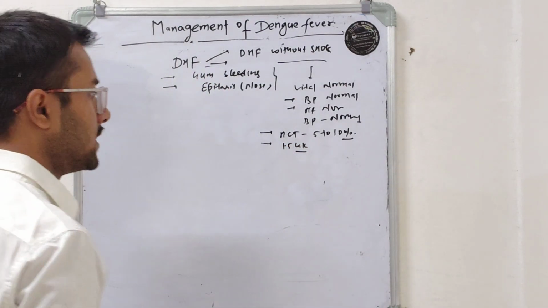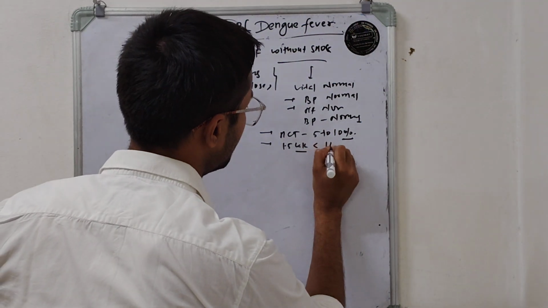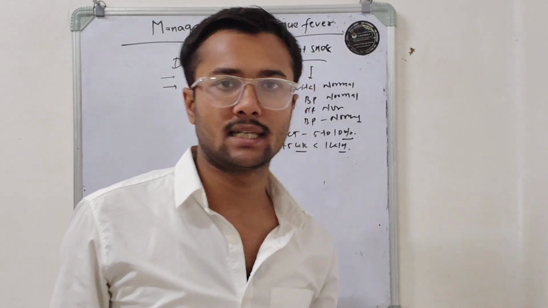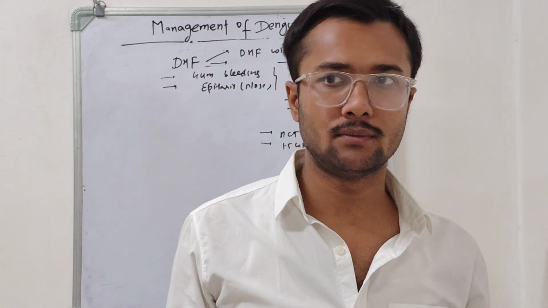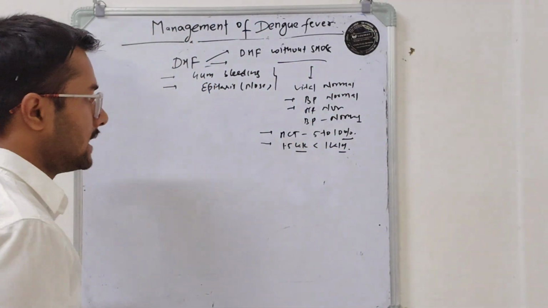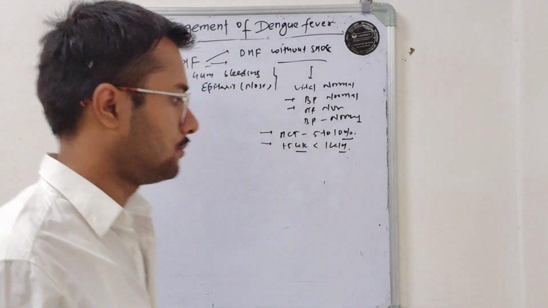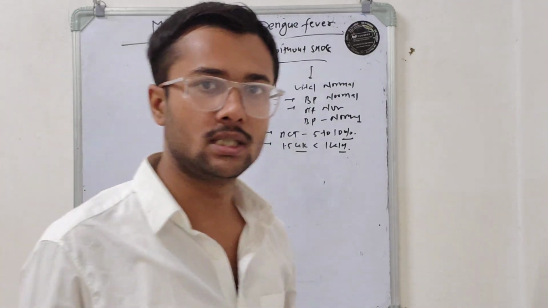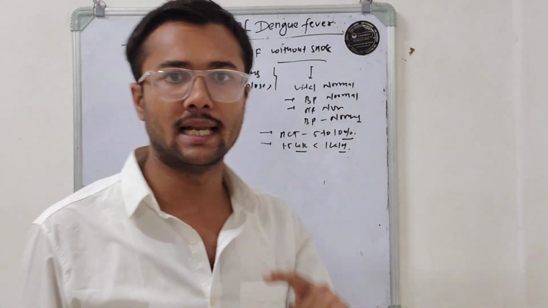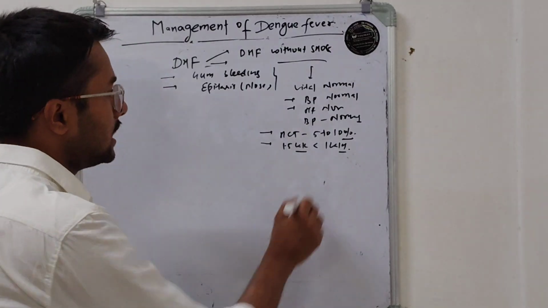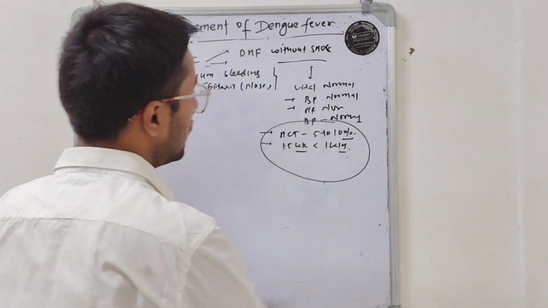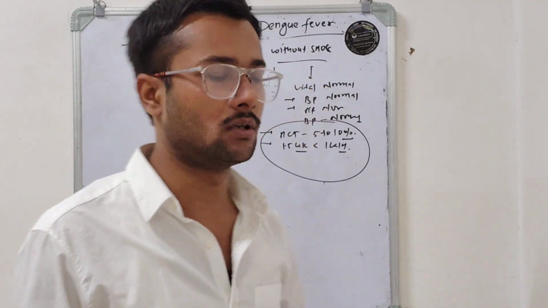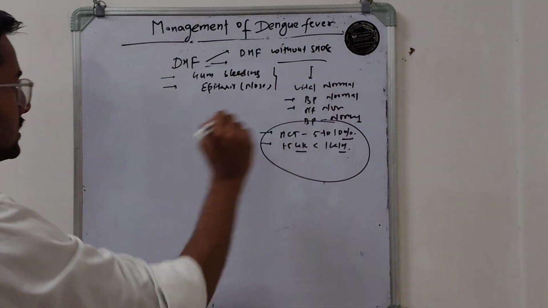Their platelet counts are less than 1.5 lakhs, but more than 1 lakh. So the first finding is that the hematocrit level is elevated 5 to 10%, and the other finding is that the platelet level will definitely reduce, but not beyond 1 lakh. So it is something between 1 lakh and 1.5 lakhs. On the basis of these two findings, we consider that the patient has dengue hemorrhagic fever without shock. So what is the management in this condition?